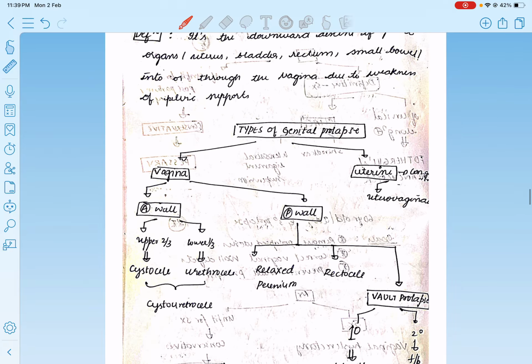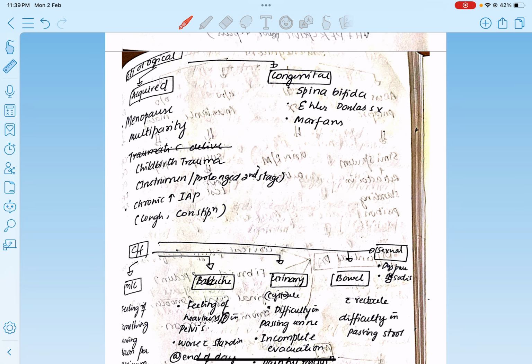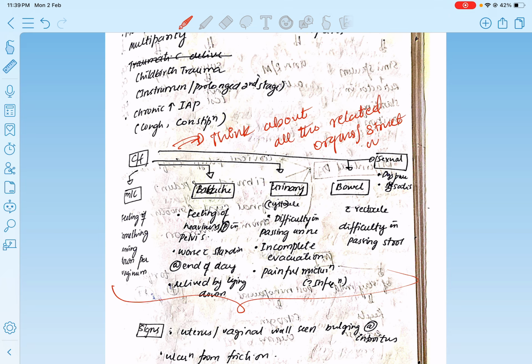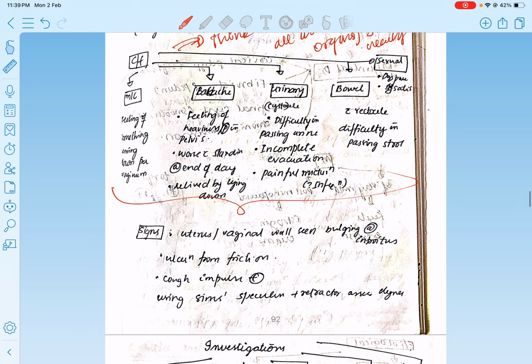I'm sure if you just even see, you will understand it. There is nothing for me to discuss because I have already explained the concept to you. And clinical feature. While writing clinical features, think about all the related organs or structures nearby. Then you can place the clinical features accordingly.